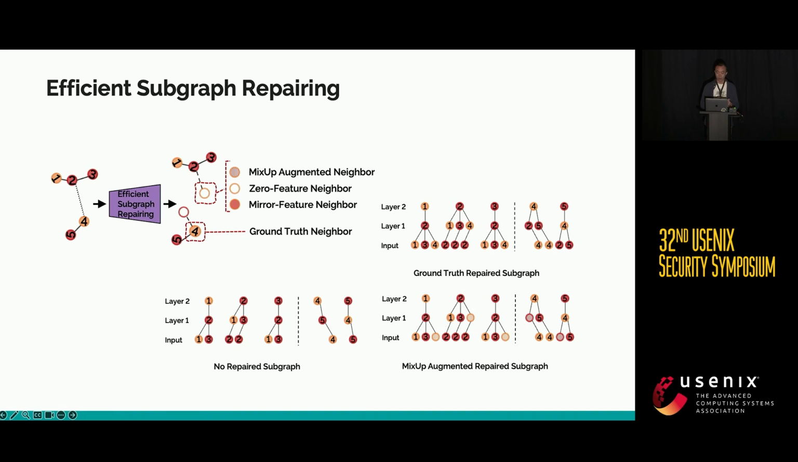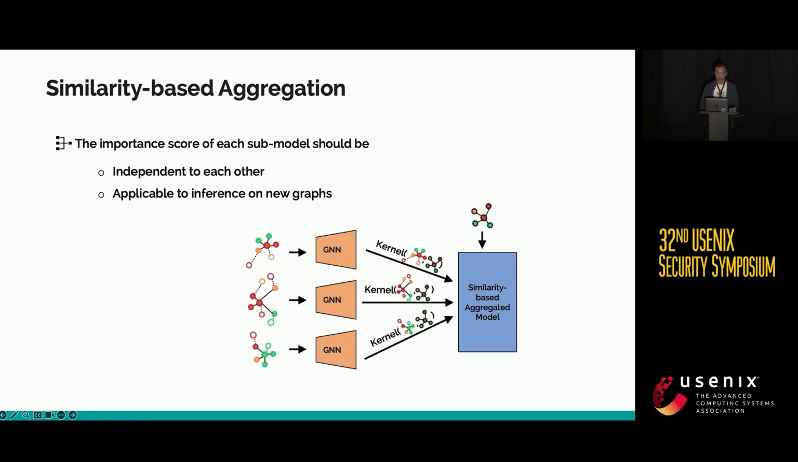For each shard, our repairing procedure doesn't involve the feature or label information from other shards, so that it can keep each shard update independent. Then when we aggregate the predictions of all submodels, each shard should have an importance score to control its prediction weight during the aggregation. Well, we have got a fair and balanced graph partition and a repaired computation graph.